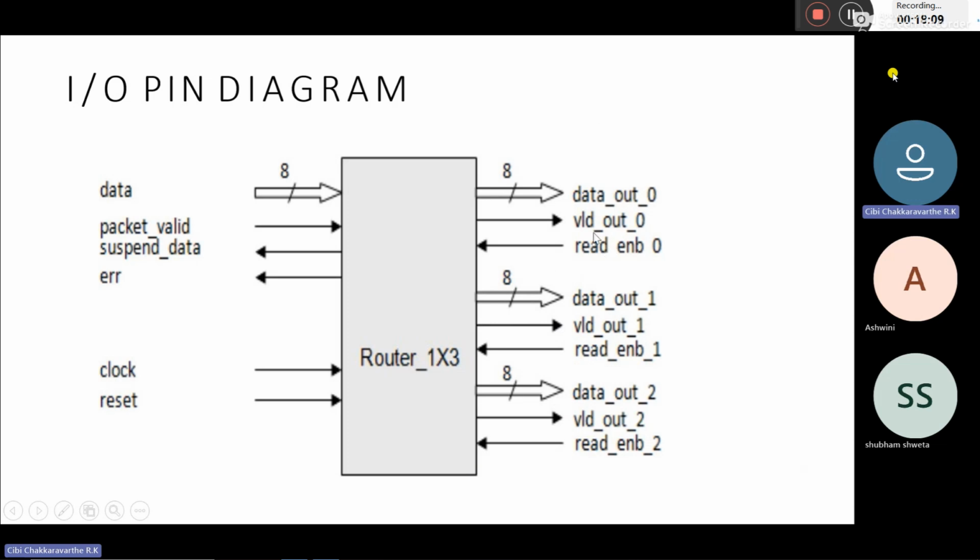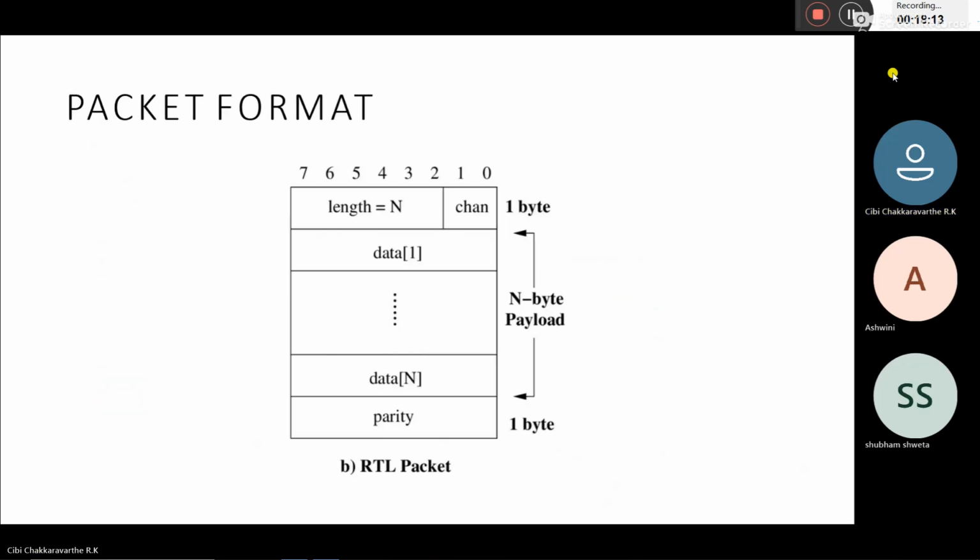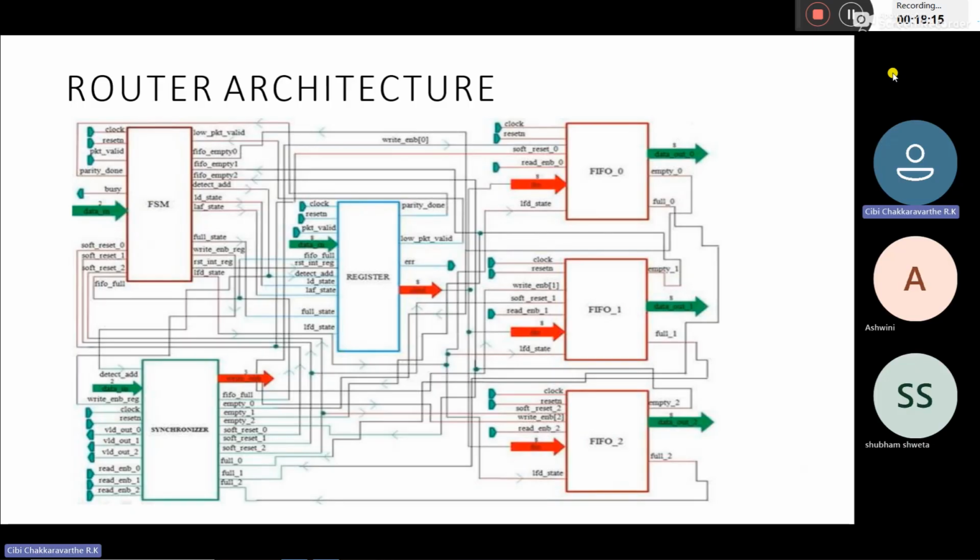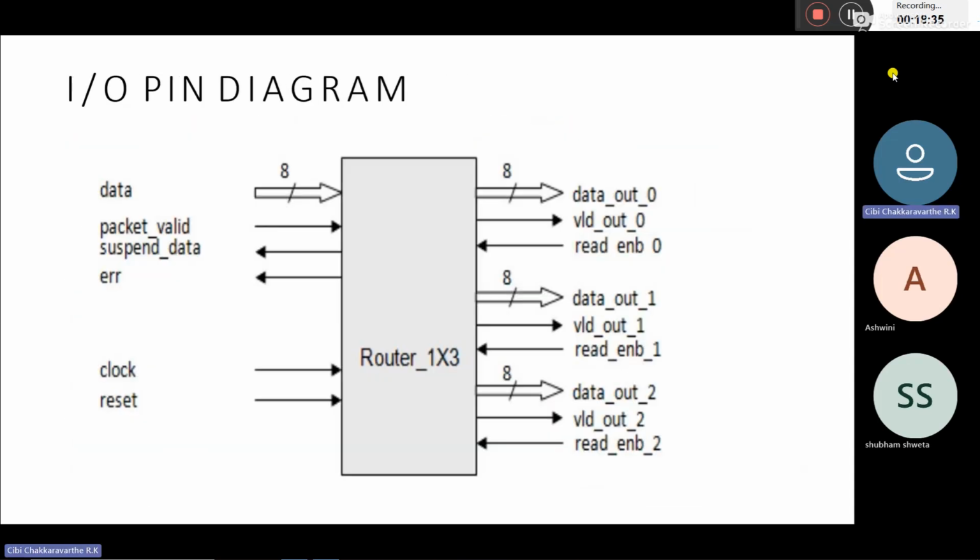Okay, then read enable. In our FIFO, if read enable is high, then only our FIFO can read. That is, only then our FIFO is ready to read a data or a packet. That is what this read enable is for. So as we have 3 FIFOs, we have 3 read enables.